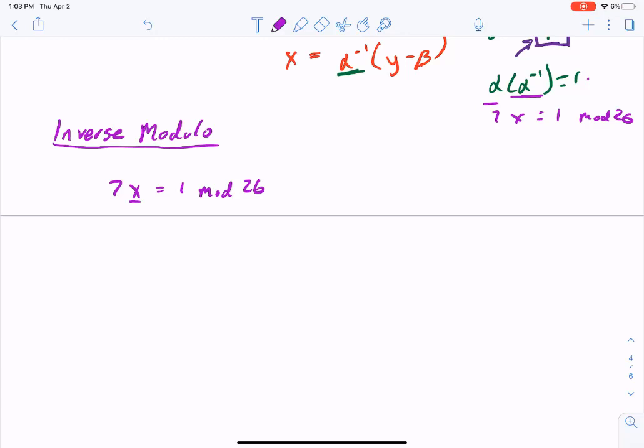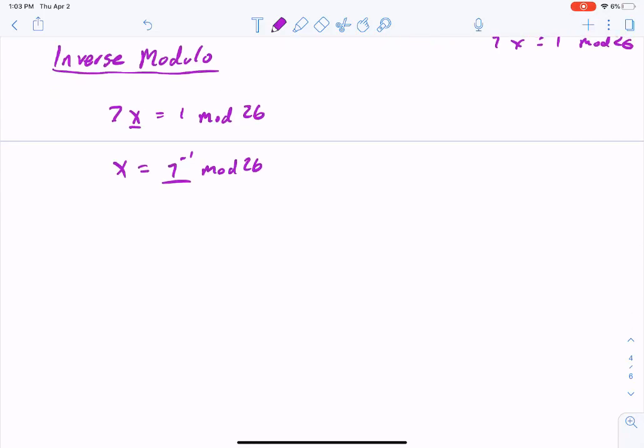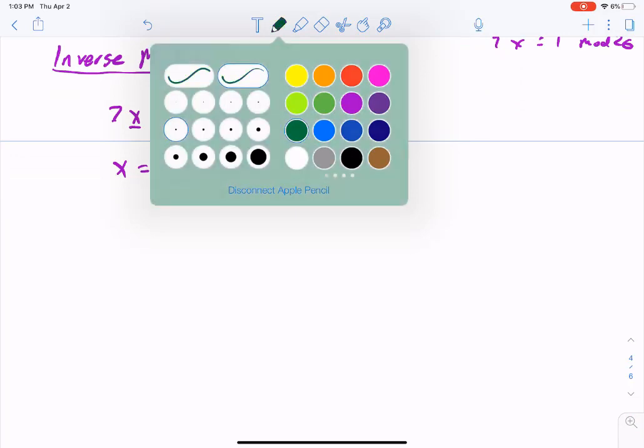Okay, so here's the deal. If I do this, that means x is going to equal, when I divide both sides by 7, the inverse of 7 mod 26. And I have to find the inverse of 7. So here's what we're going to do. We're going to use what is called the Euclidean algorithm.